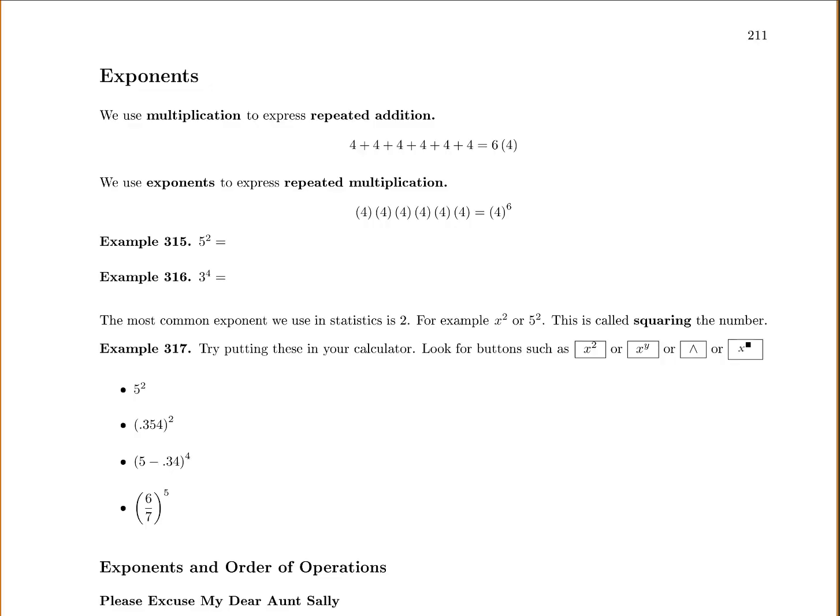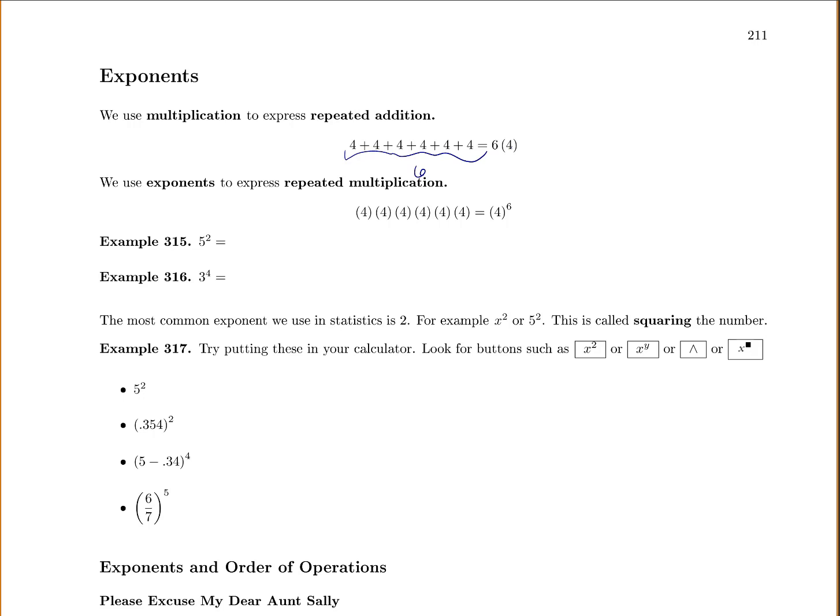This section is exponents. So you've probably seen in your other math classes that we use multiplication to express repeated addition. So for instance, 4 plus 4 plus 4 plus 4 plus 4 plus 4. Notice that was 6 4s added together. We did that 6 times. So we just say that is 6 times 4.